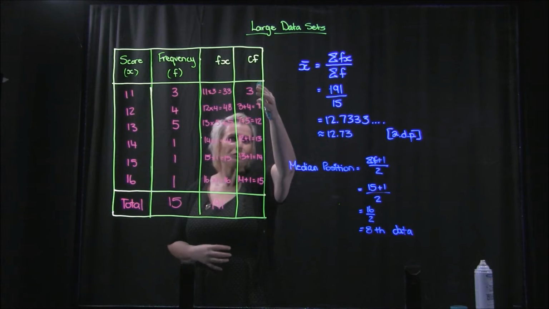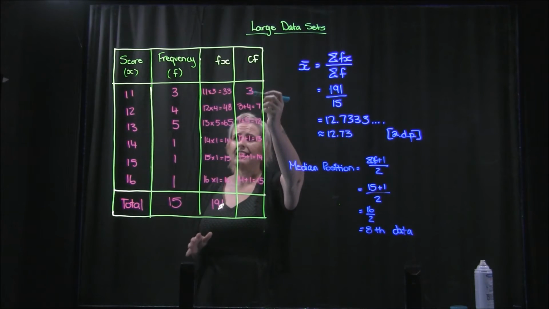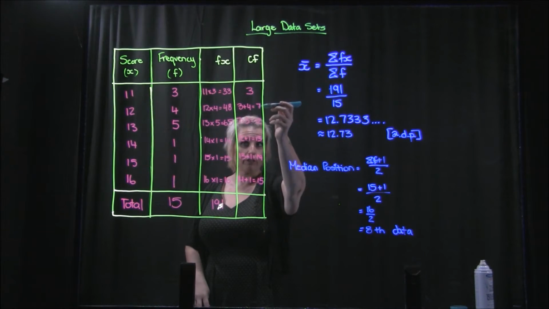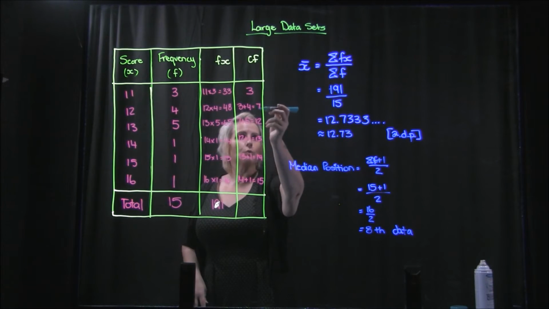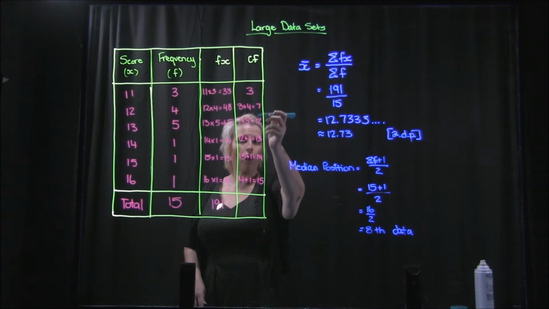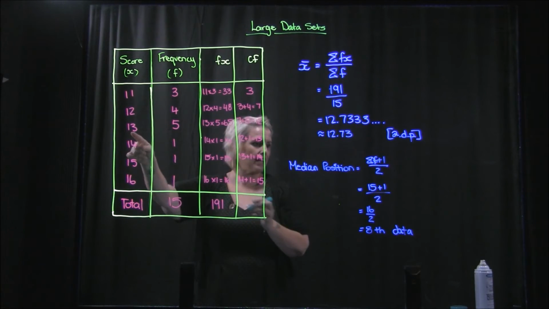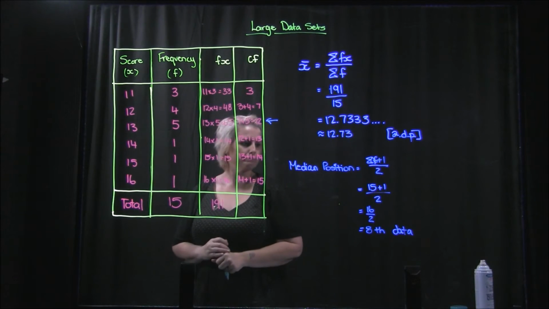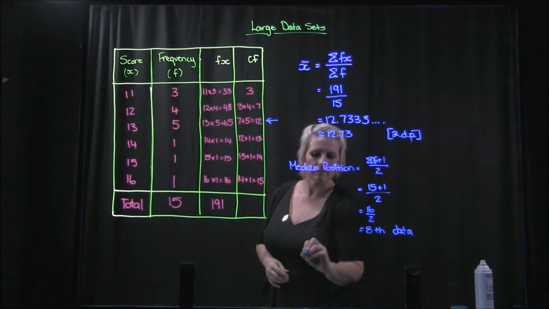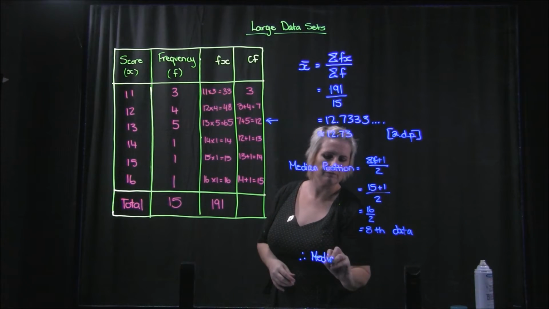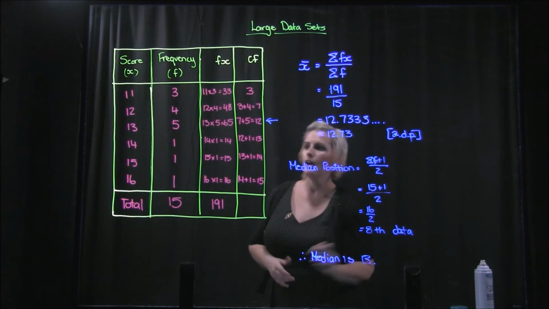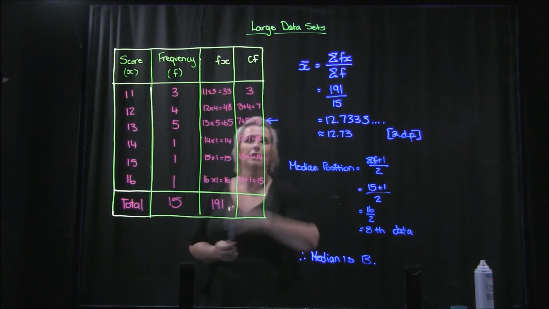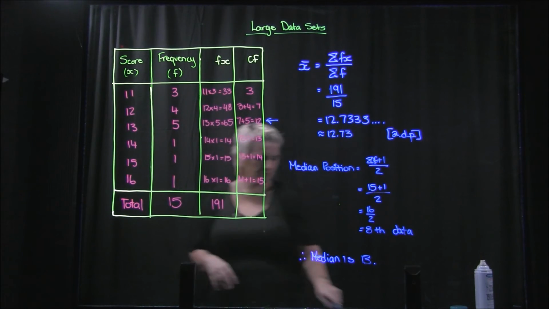Now, basically, how do I know? I go over here to my cumulative frequency column. Now I can see that the first 3 scores are 11, then the next scores until the 7th, and including the 7th, are 12. Between the 7th and the 12th score, so the 8th, 9th, 10th, 11th, 12th, are all 13. So my median falls here. Okay, so that means my median is 13. It's one of these 5 13s. It's actually the first one, because the 7th data score is 12.